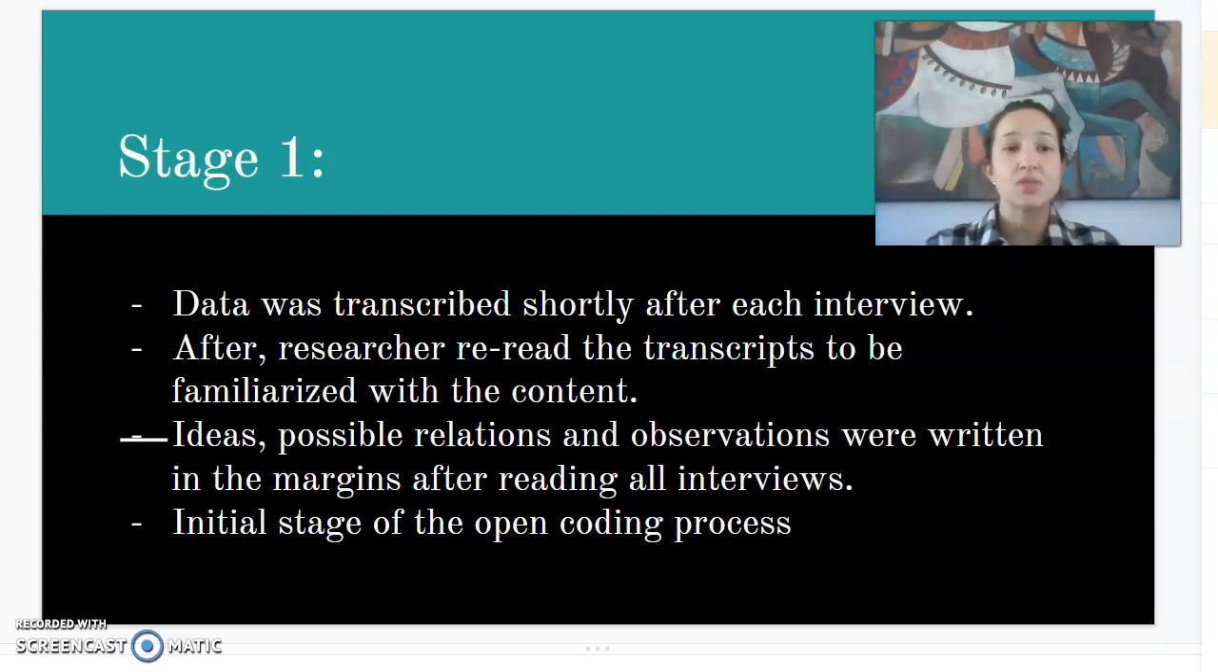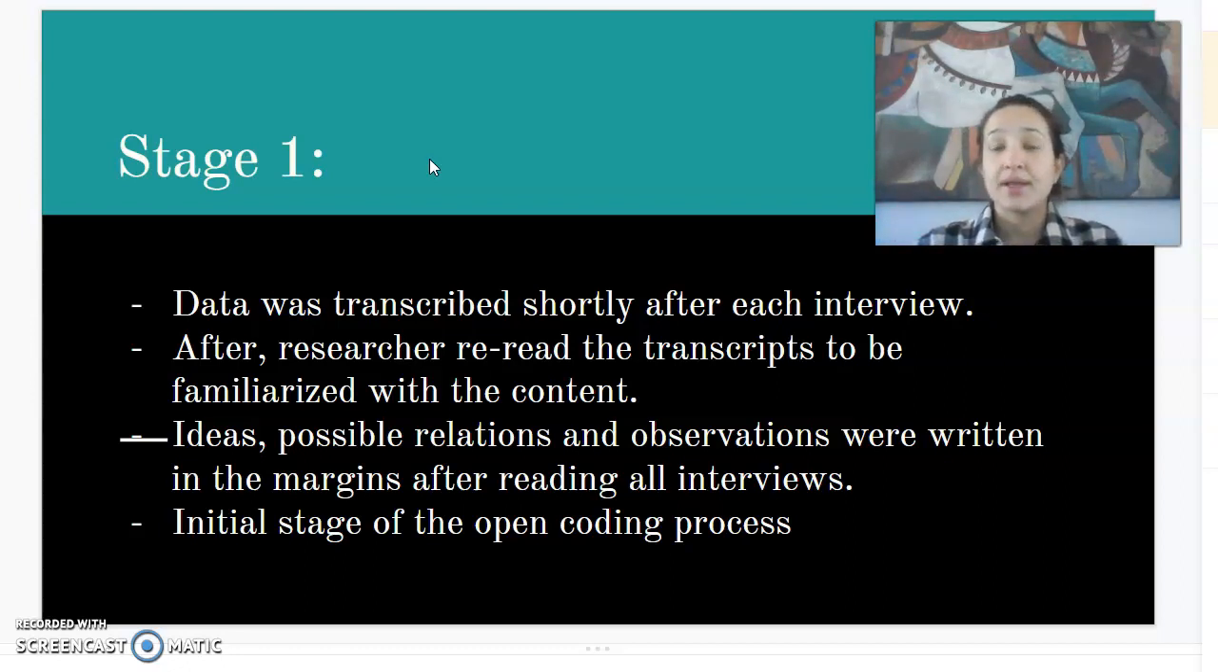During stage 1 of this assignment, I transcribed all the data and then I took my time to read and reread all the transcripts. I noticed that I was looking at the transcript of each interview as a different set of data, and after I was able to read and reread, I was able to look at the 6 interviews as a whole.